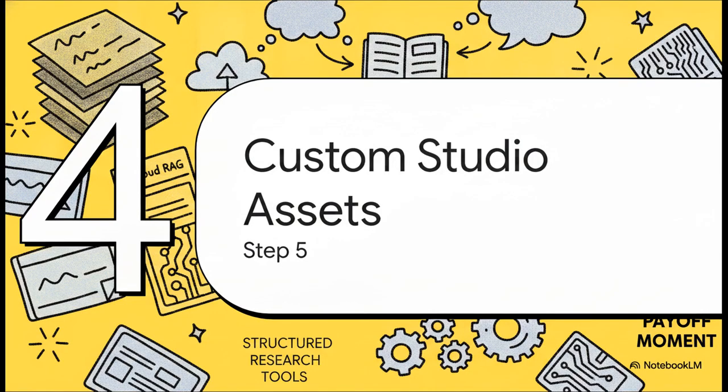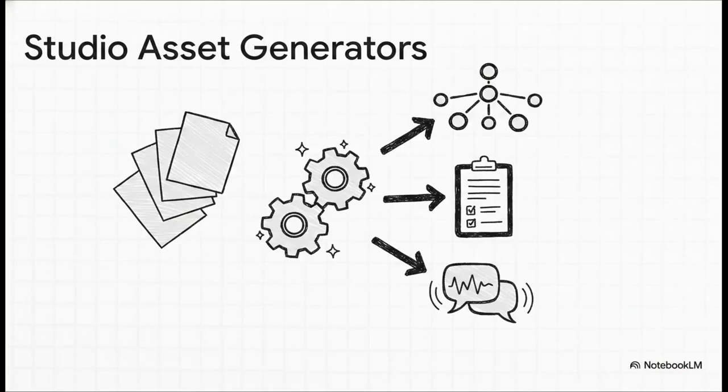Up next is Section 4, Generating Custom Studio Assets. We are finally at Step 5, and honestly, this is the real payoff moment of this explainer. You've uploaded your sources, you've queried them, but NotebookLM actually lets you go way further than just a chat window. Inside the Studio or Notebook Guide tab, there are these automated generator buttons that let you turn your raw source uploads into highly structured, shareable research tools with just a couple of clicks.